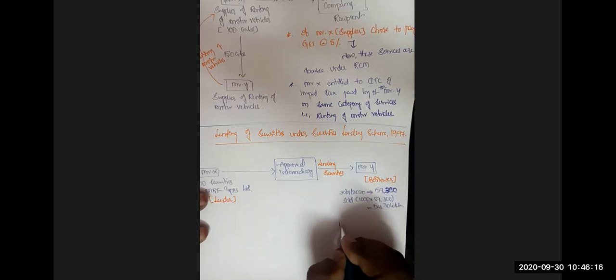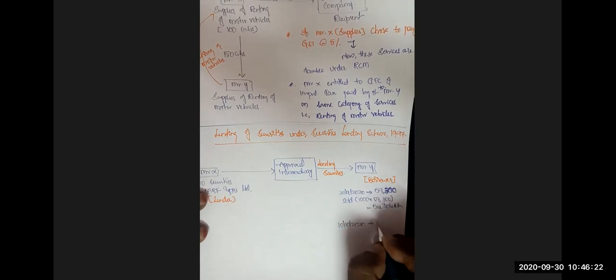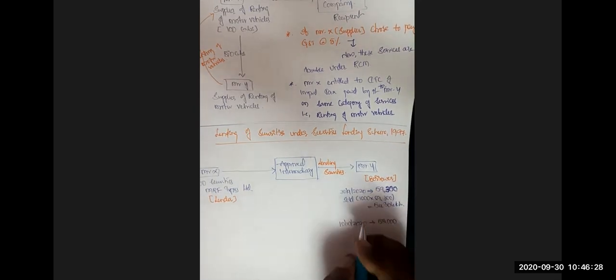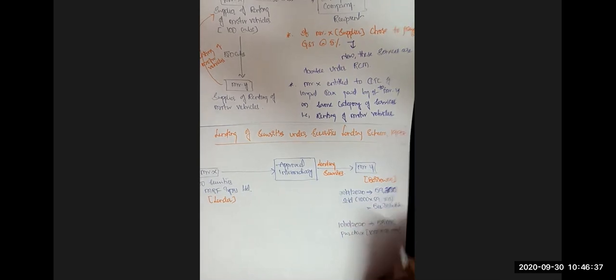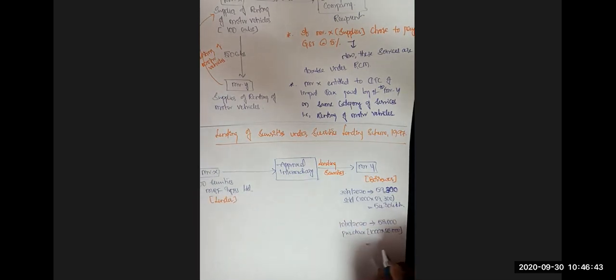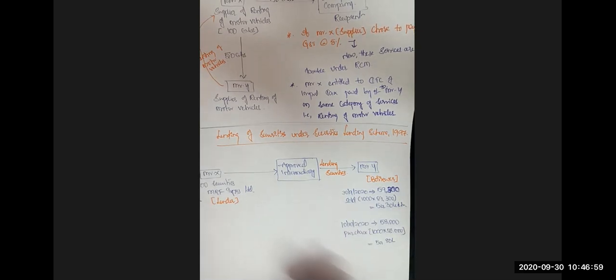Assume that on 10th October 2020, these company shares are trading at, let us assume, 58,000 rupees. Now at 58,000 rupees, he will purchase the shares. 1,000 shares he will purchase, each one at 58,000. So 58,000 into 1,000, 5 crores 80 lakhs.